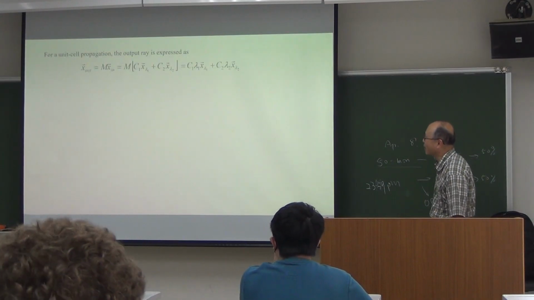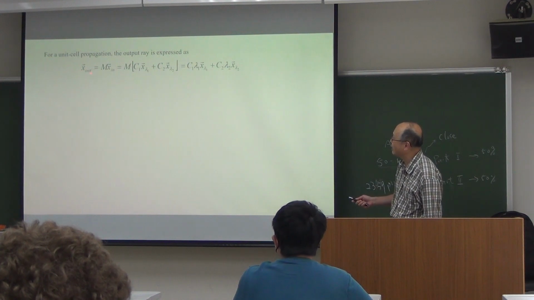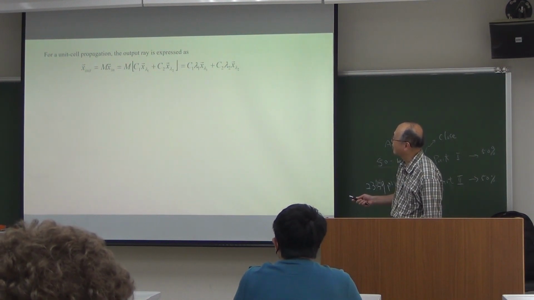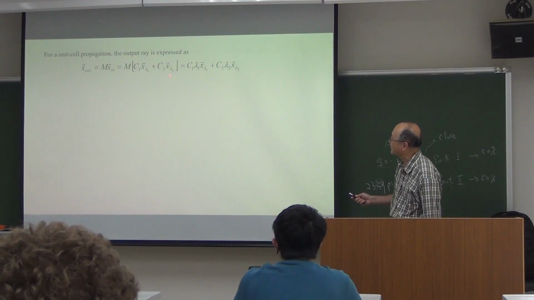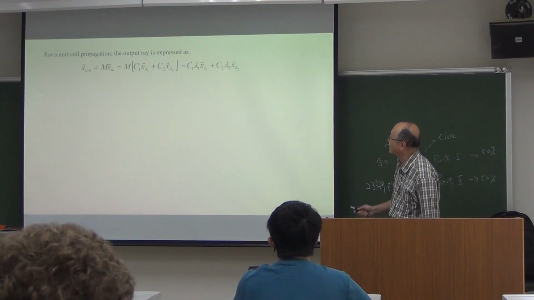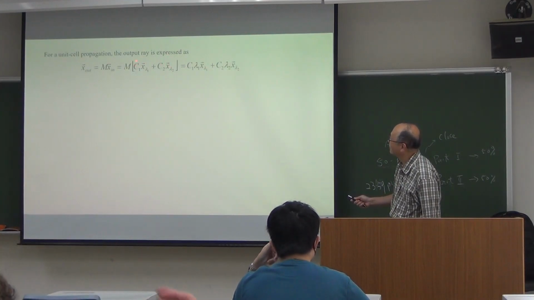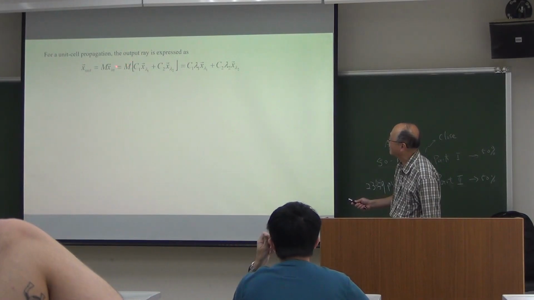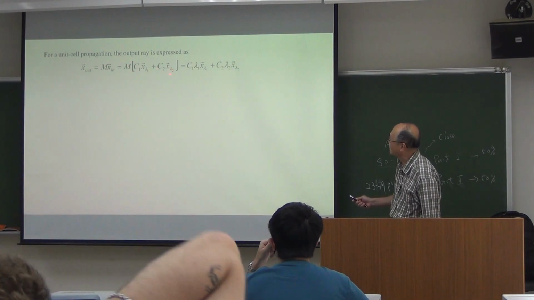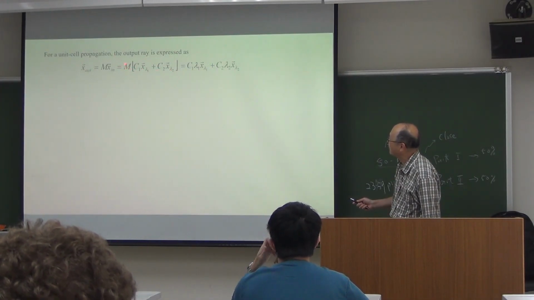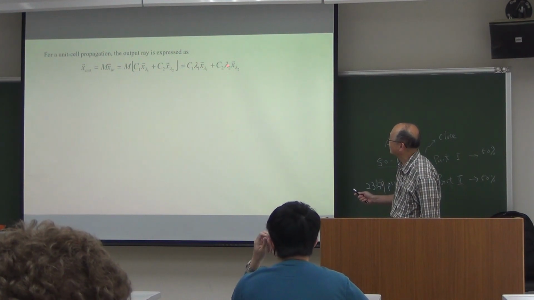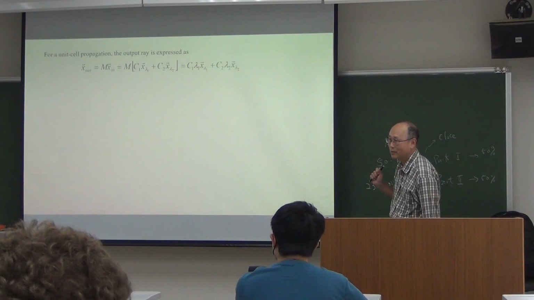So the output beam can now be expressed as a matrix operating on your input beam, but your input beam can be expressed as the linear superposition of these two eigenvectors. I modified the expression a little bit. I put this M outside, and this input beam is the linear superposition of the two eigenvectors. If you put this operator inside, then you get the eigenvector from this operation.